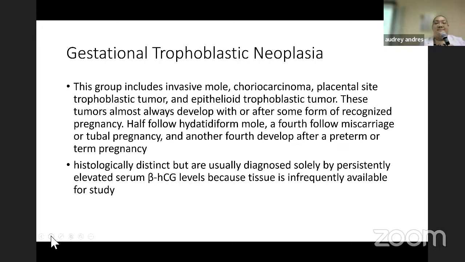If it's GTN, placental site tumor is developed after pregnancy more often than after a mole. They are distinct but usually diagnosed by persistently elevated serum beta-HCG levels because tissue is infrequently available for study.